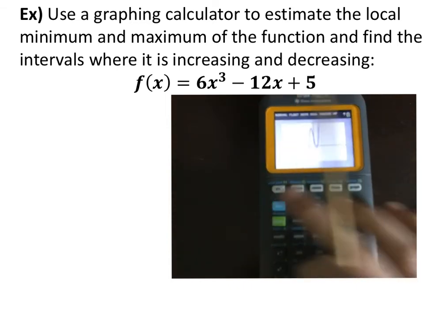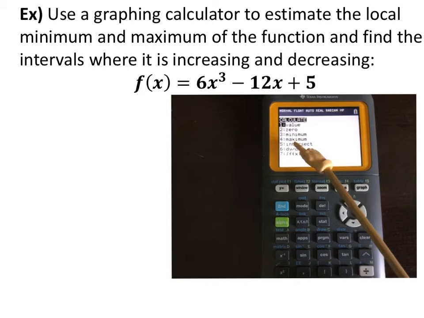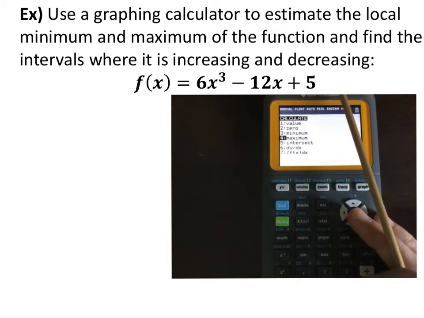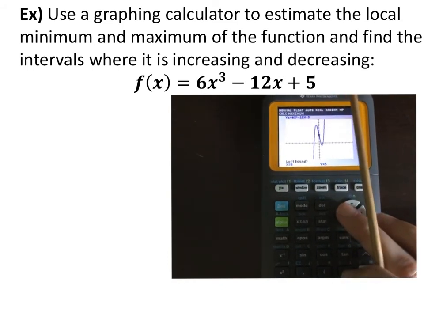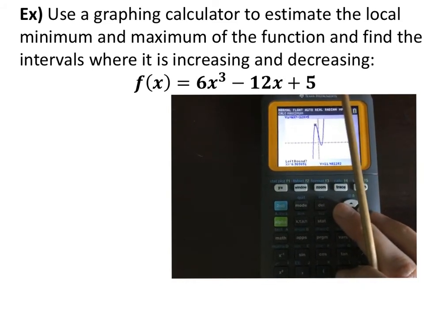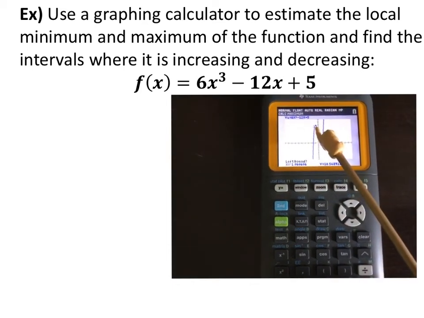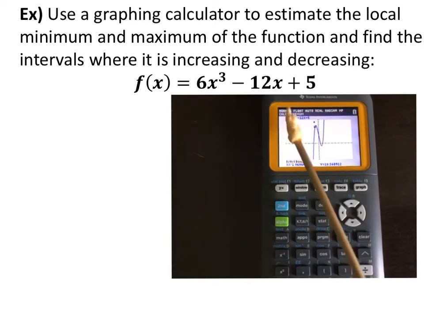So we're going to hit second trace, which is calc, and whichever one you're choosing to do, you're going to pick that one. Since I said max, we're going to go down here to max first. Then you need to use your left and right arrow keys, and you're going to move until you are to the left. It says left bound here, so you're going to move until your flashing cursor is just slightly to the left of your maximum value, and then you're going to hit enter.